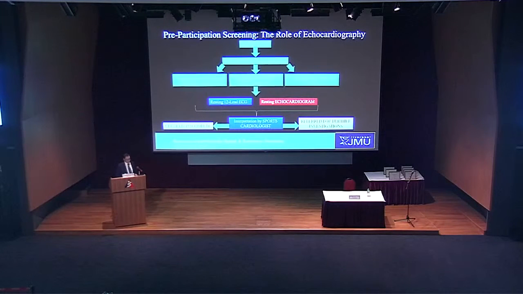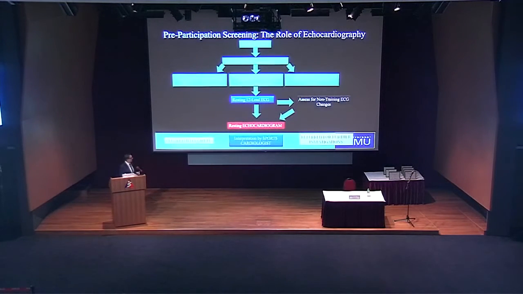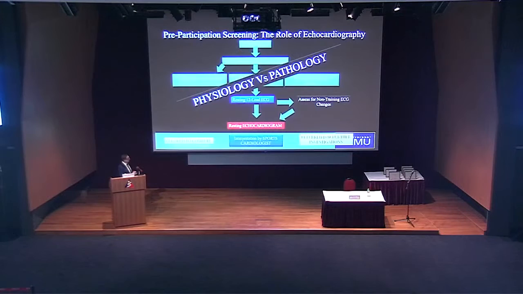Now, as John was mentioning, it doesn't always fit this way, and sometimes the resting 12-lead ECG can be assessed and can be diagnostic on its own. And if we get changes that are non-training, then the athlete is referred for an echocardiogram. But the bottom line is that the aim of the test is to differentiate between physiology and pathology. And that's what the role of the ultrasound examination is there for.